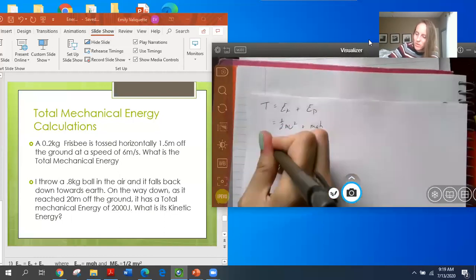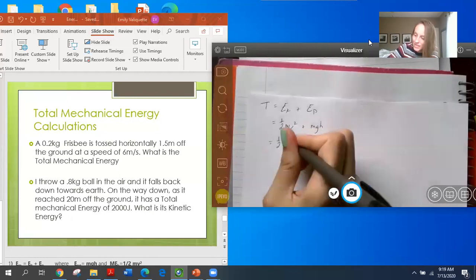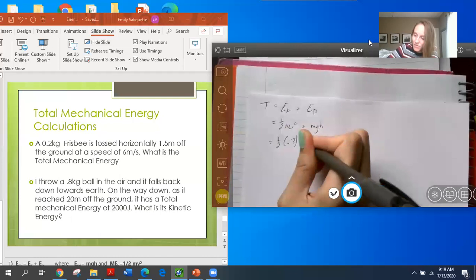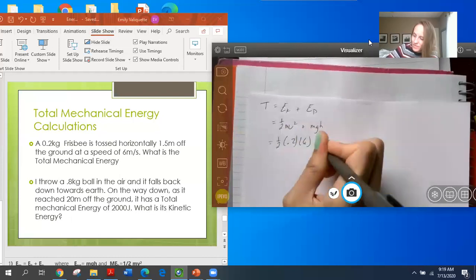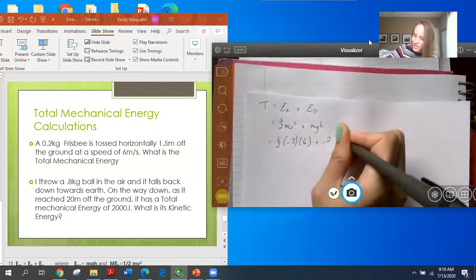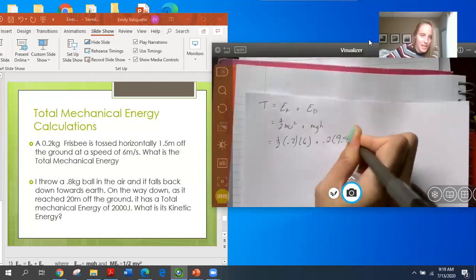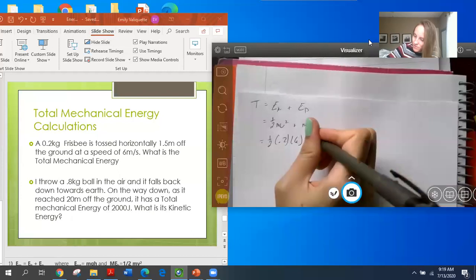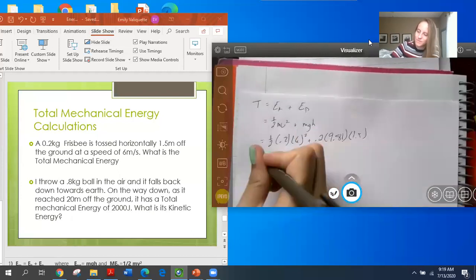And you could certainly solve these separately and then add them, or just solve it all together like I'm about to. So I'm going to plug in the mass of 0.2, my speed of 6, still a mass of 0.2, g is 9.81, and h is 1.5 meters. Oh, don't forget to square your speed.